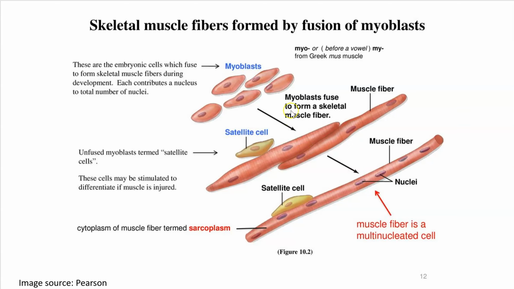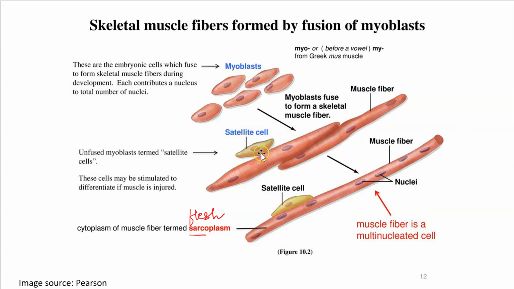embryo. Now, myo itself means muscle, and the other term that you'll come across a lot in this chapter is sarco. Sarco means flesh, and myo means muscle. Okay, so anything to do with muscle will be called either myo or sarco.